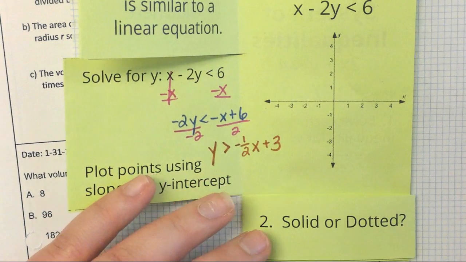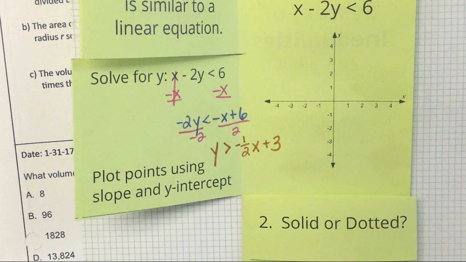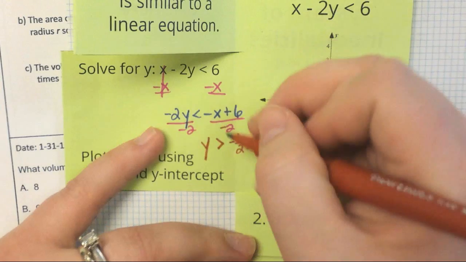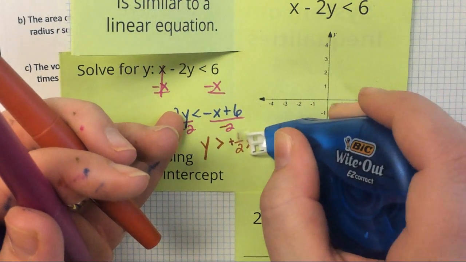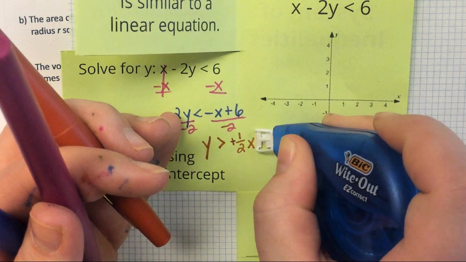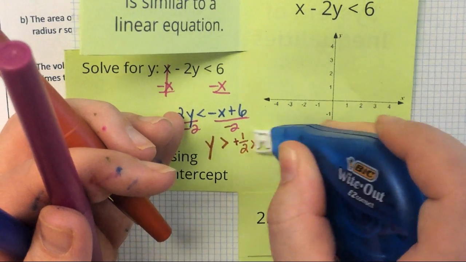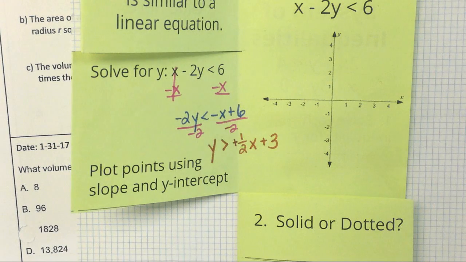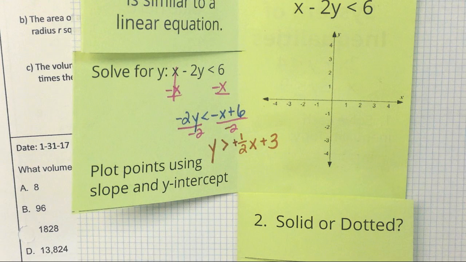Yes, dear? Wouldn't it be a positive because you divided a negative by a negative 2? Oh, it should be a negative 2. Miss Compton did not write that. Thank you, dear. So it should be positive there and a negative there. I'm going to have to get out my whiteout. Should be a positive 1/2 and a negative 3 because we were dividing by a negative 2. I don't know why I didn't show that, and I don't know why my whiteout's not working.